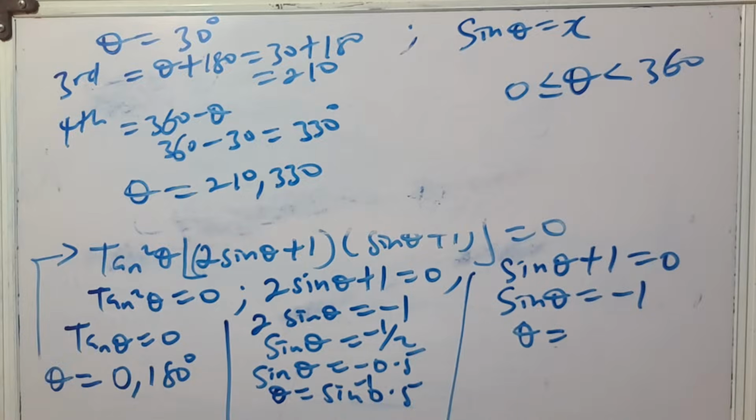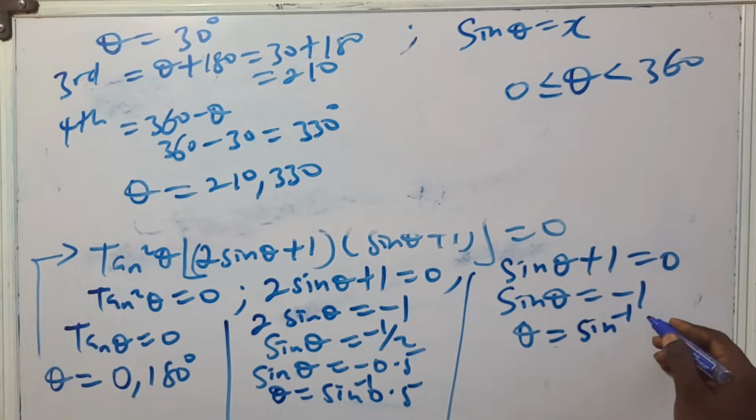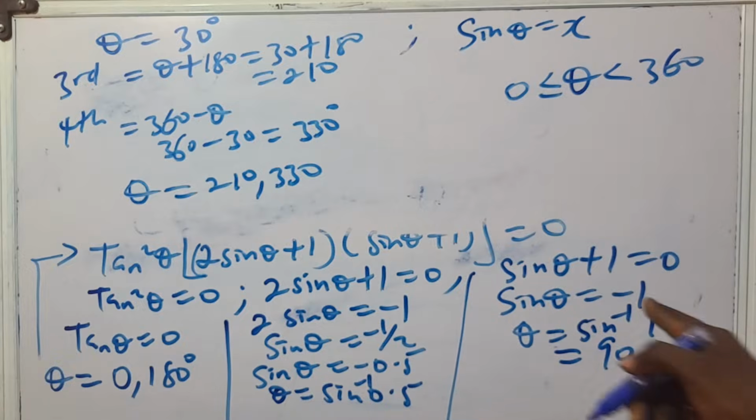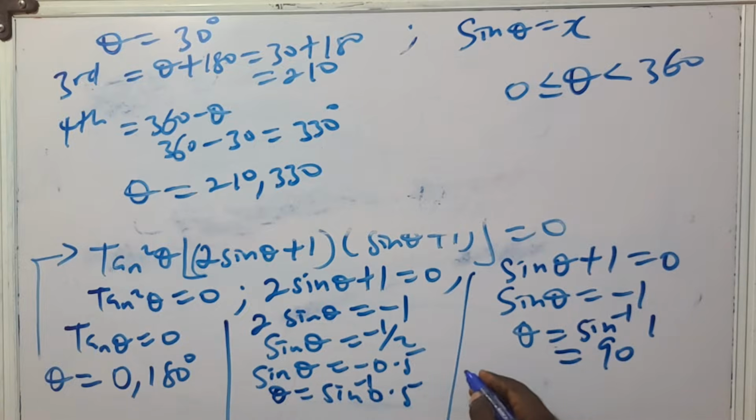Anybody with a calculator there, what is arc sine of 1? 90. Good. I told you already, you ignore the negative sign. So we have 90 there. And theta is negative in the third and the fourth quadrants.